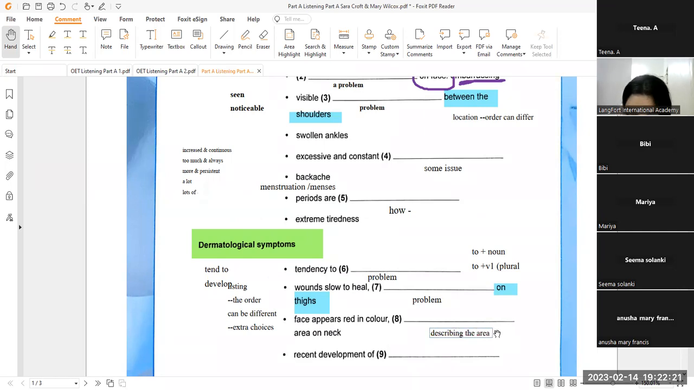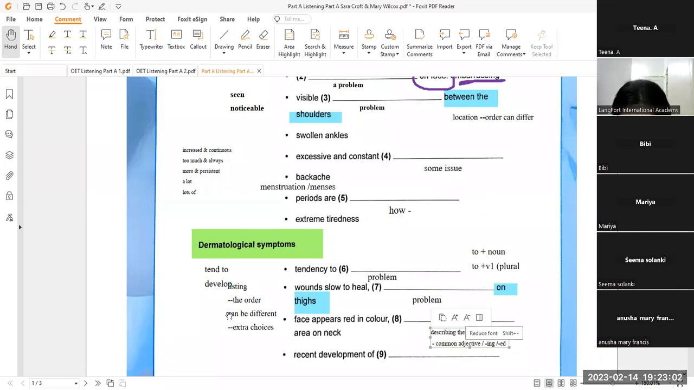So look, we are looking for an adjective. Adjectives are words or phrases that describe a thing. So here we are looking for an adjective. You can get a very common adjective, like yellow, or red area, or pinkish area. The common type of adjectives that you find in OET Part A are these, or you can get adjectives that end in -ing or -ed. So look out for them, they are describing the area that is on the neck.